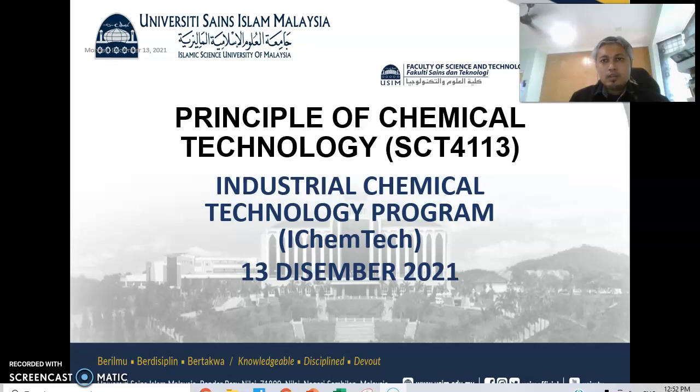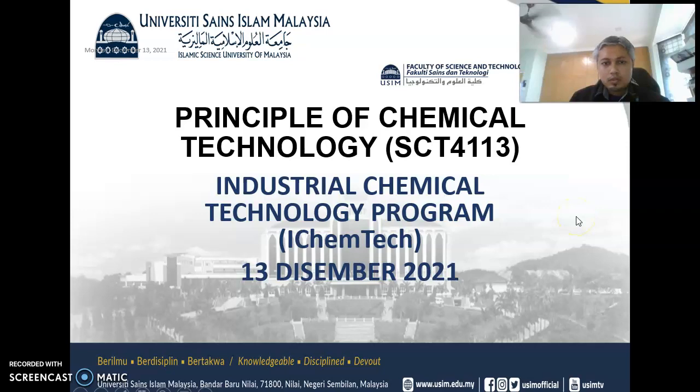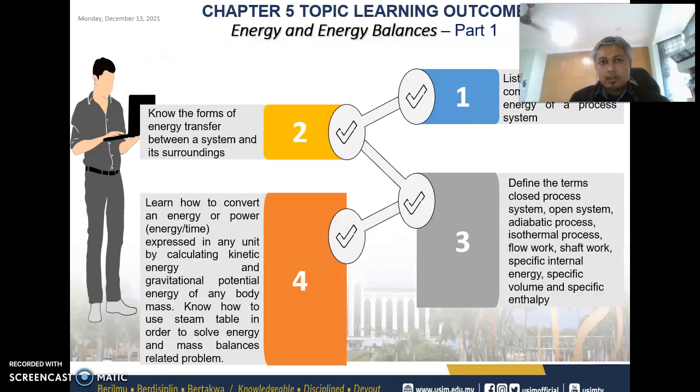Now we are in week number 9 for PTK. What we are going to learn now is about energy balance. Let's go to the next slide. This is the topic learning outcome for this topic. The first one is we are going to list and define the components of total energy of a process system, and then know the form of energy transfer between the system and its surrounding.